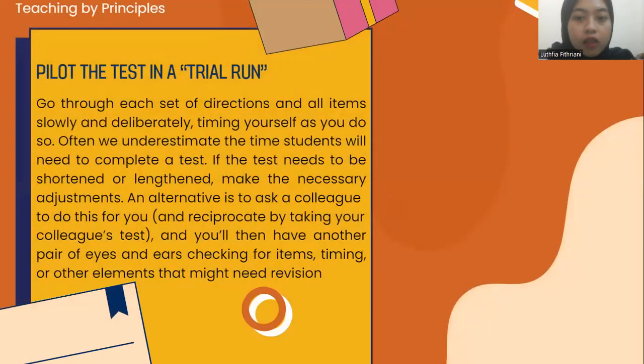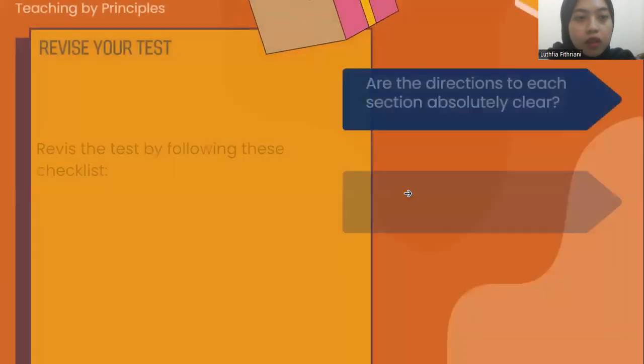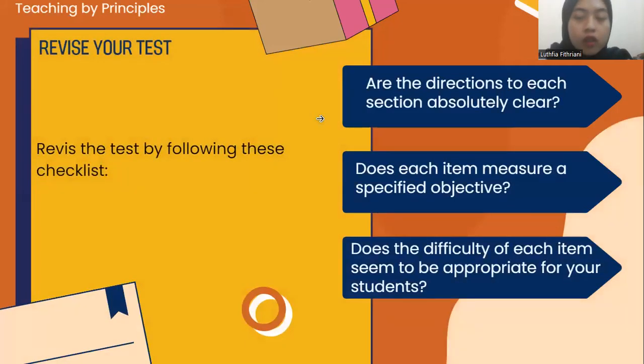The next step is to revise your test. So after doing trial tests, the teacher should revise the test. In revising the test, the teacher should follow some checklists. For example, are the directions to each section absolutely clear? Does each item measure a specified objective? Does the difficulty of each item seem to be appropriate for your students? And many others.